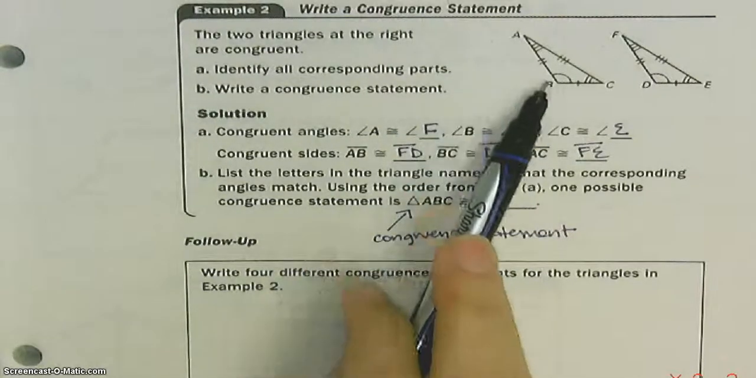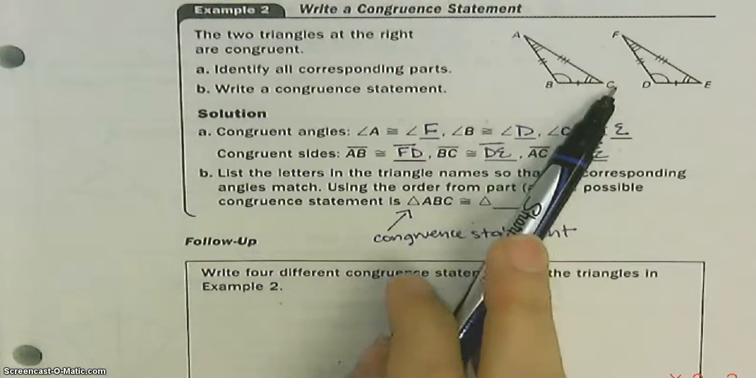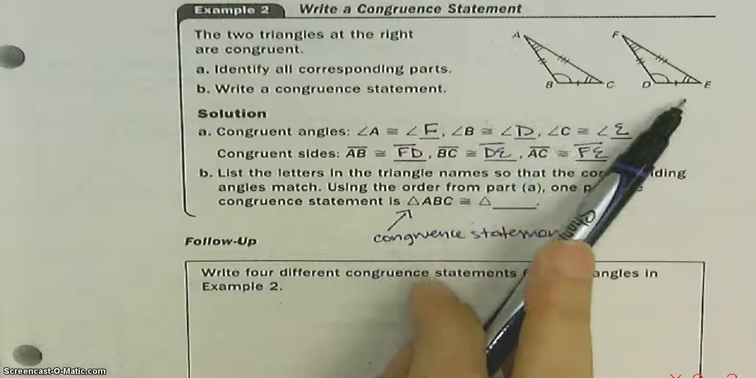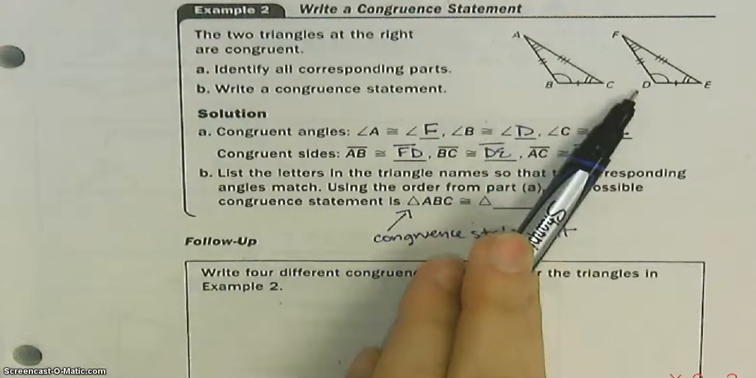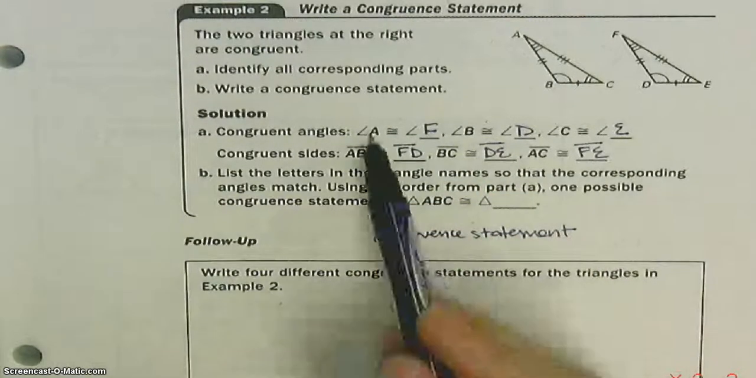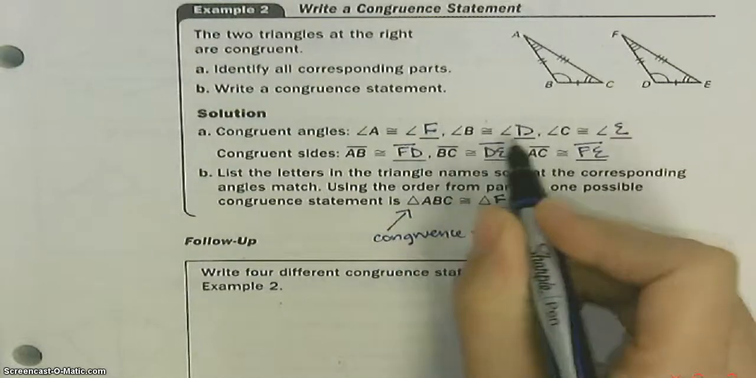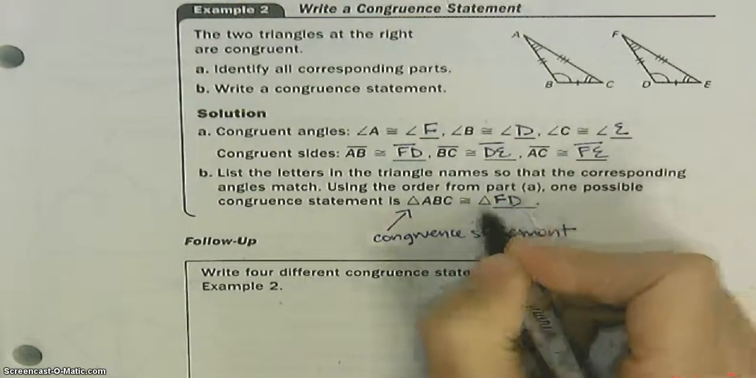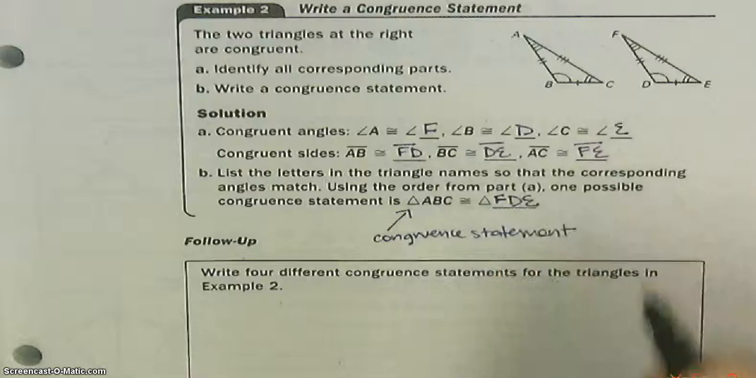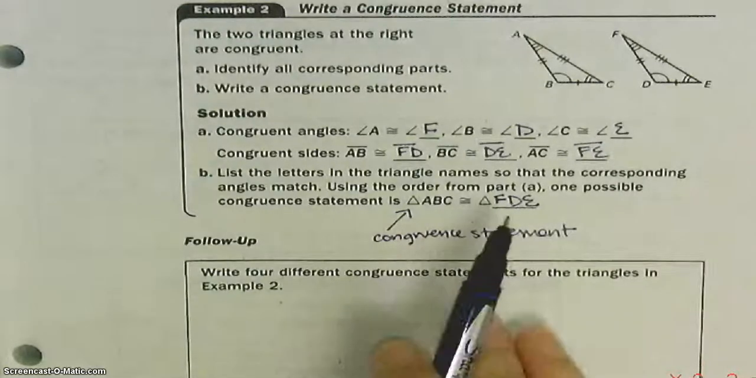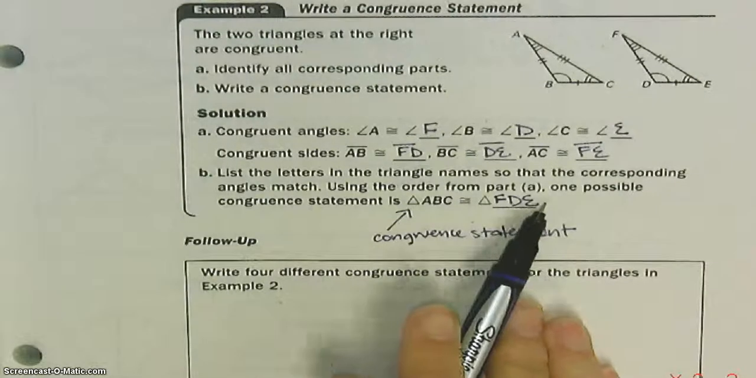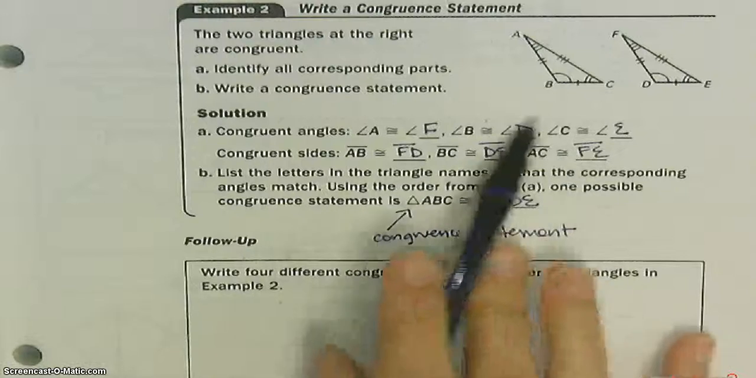So A, B, C. We have to do the exact same order over here. So it's going to be F, D, E. Because we know A goes with F, so if A is first, F must be first. B is in the middle, D must be in the middle, and if C is at the end, E must be at the end. And this is really important because if this is wrong, then these are going to be wrong.